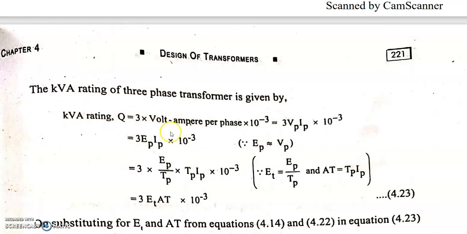So it is 3 times of what it is in a single phase transformer. So 3 into VP IP, that is voltage per phase and current per phase in a single phase transformer. And this V is also equal to E. If we neglect the resistance, being very low, we are assuming the induced EMF and supply voltage are the same. And so we are writing in terms of EP also. So this equation is multiplied and divided with TP, so that this factor will become EMF per turn and this factor will become ampere turn.